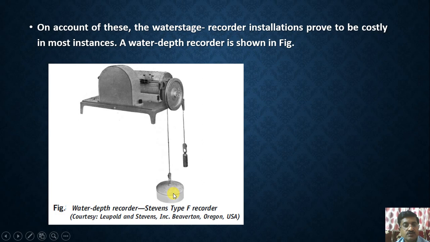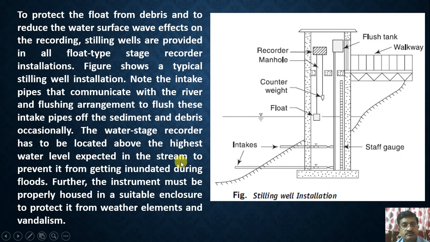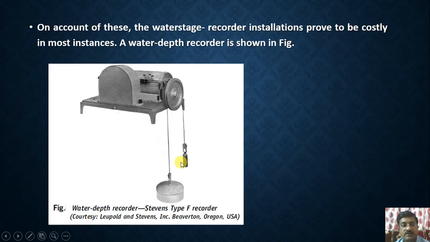You can observe the parts which we have discussed, the float and the counterweight. So this is the water depth recorder, a Stevens type F recorder. You can see here the counterweight and the float, and this is the counting mechanism.